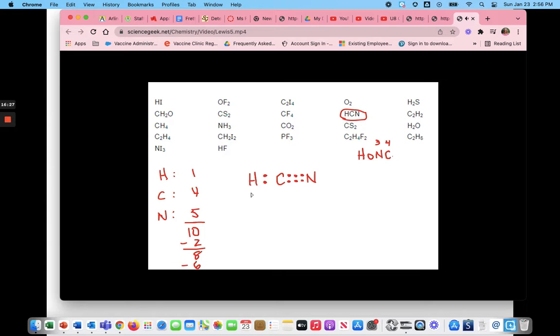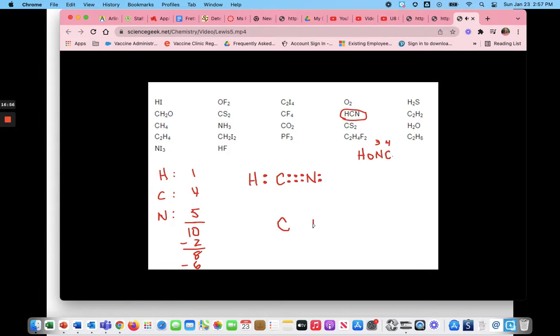Hydrogen has 2 electrons around it. Carbon has 8 electrons surrounding it, an octet. But the nitrogen at this point only has 6 valence electrons. The remaining 2 electrons are being placed as an unshared electron pair on the nitrogen. We can rewrite this now.